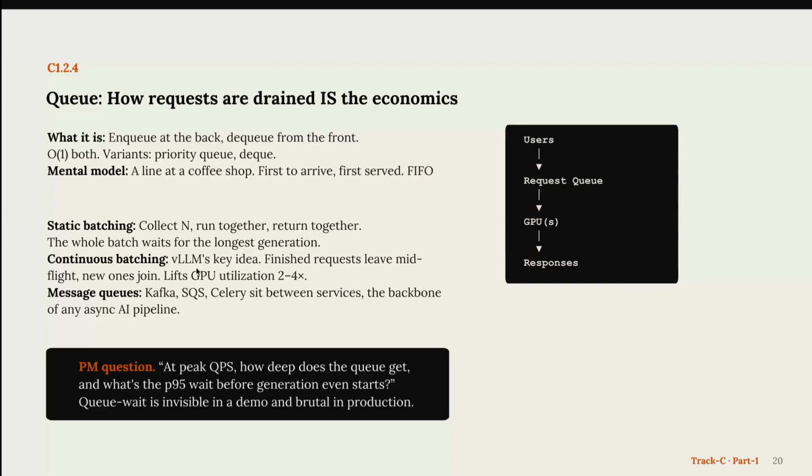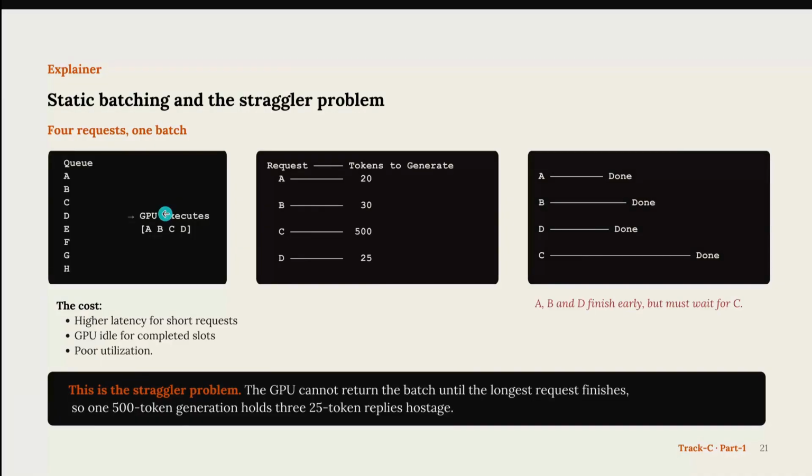Imagine there is a queue that's forming: A, B, C, D, E, F, G, H. The GPU will execute in the same sequence: A, B, C, D, and so on. Imagine the GPU, like we discussed, can handle only 4 requests at a time, where each request is a batch that's coming to it. So imagine these are the tokens that it needs to generate: 20, 30, 500, 25. Imagine that per second it can process around 20, 25 tokens. While today's frontier A800 or H100, all of these can do 250 tokens per second. Let's imagine it says 25, for example.